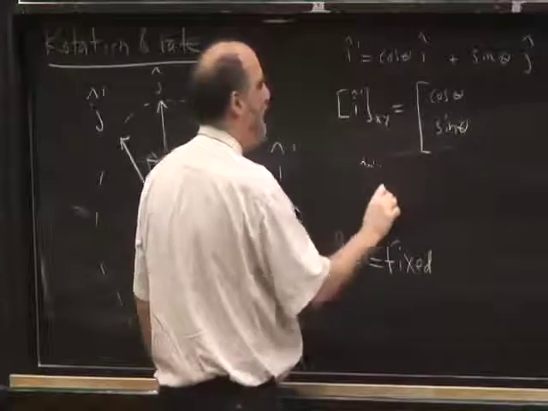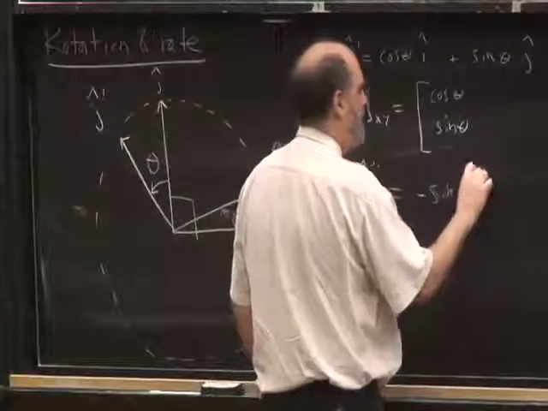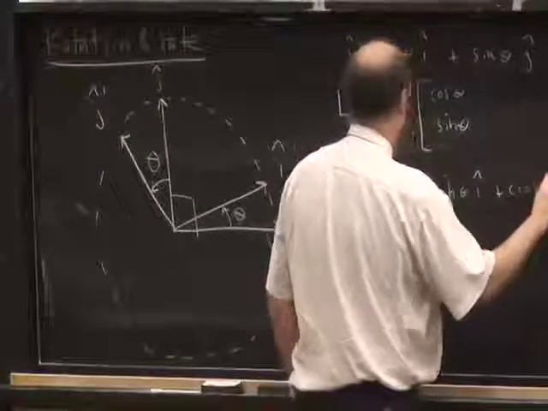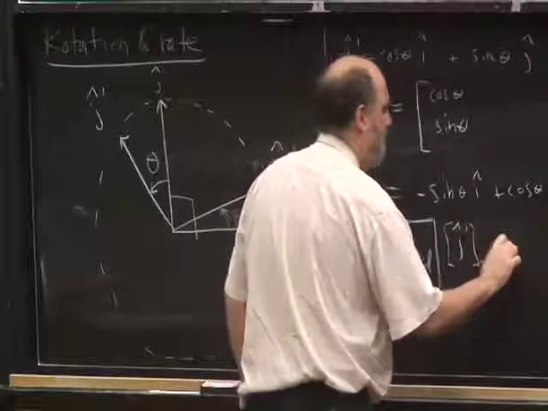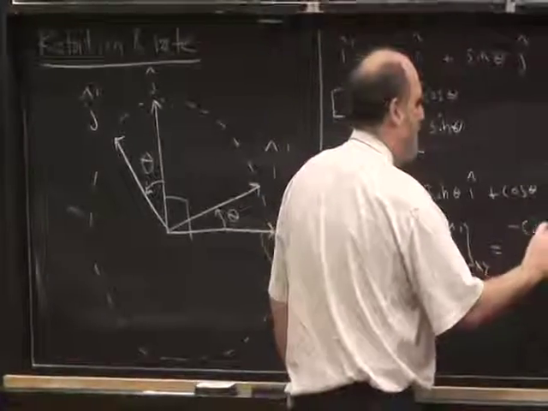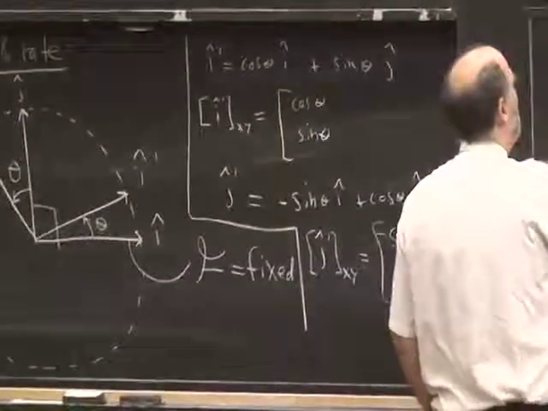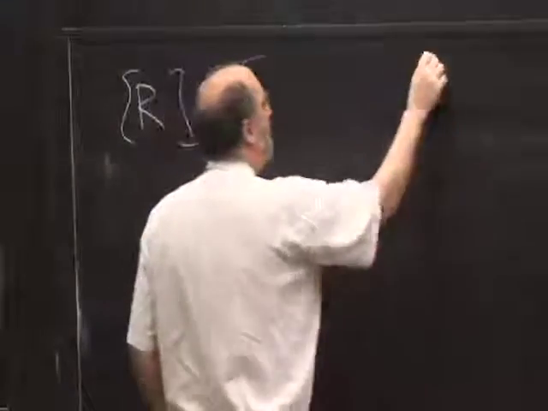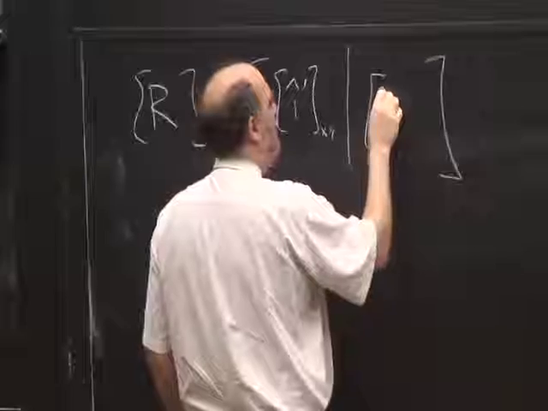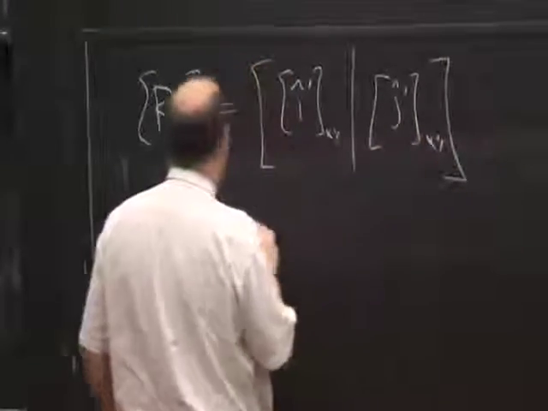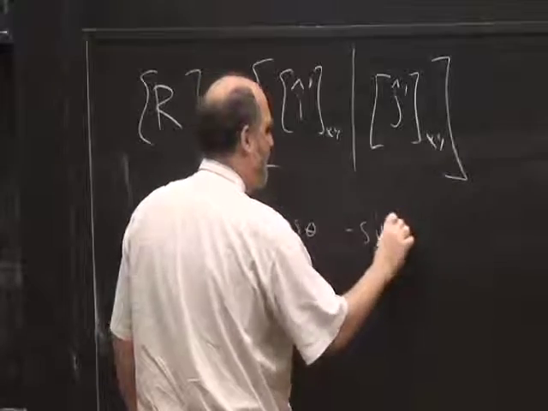And likewise, we have J prime is equal to, well, what is it? It's minus sine theta in the I direction, and it's plus cosine theta in the J direction. And associated with that, we can look at this J prime and look at its coordinates in the xy system, and those coordinates are minus sine theta and cosine theta. And from this, we put together our rotation matrix. One way to think of it is as having two columns. One column is this I prime vector written in the xy system, and the other one is this J prime vector written in the xy system, or in 2D, it always works out the same as cosine theta, sine theta, minus sine theta, cosine theta.